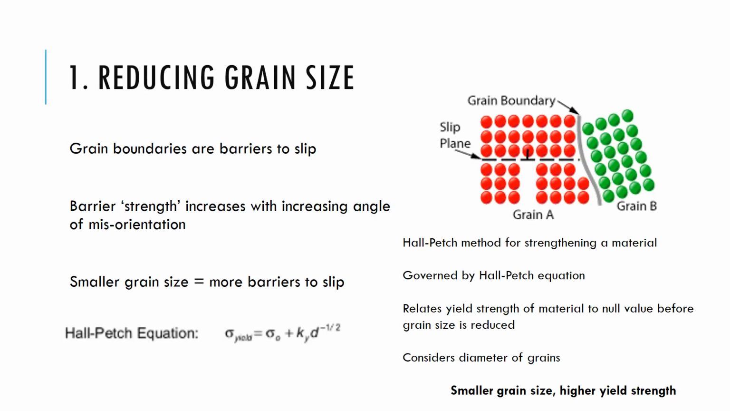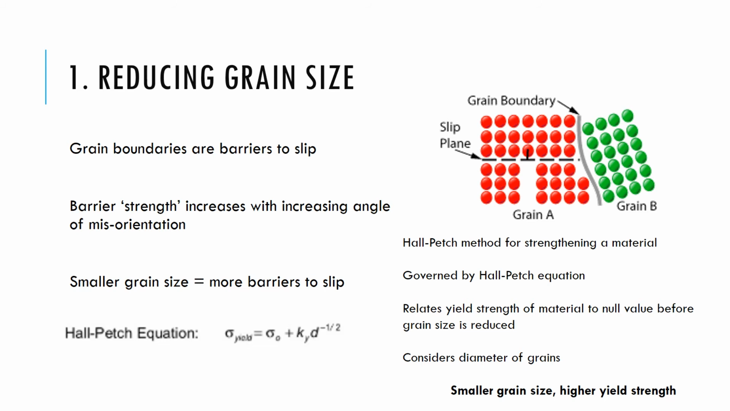So what happens when we reduce the grain size of a material? Well, those grain boundaries themselves are actually barriers to slip. And you'll remember we spoke about an angle of misalignment or an angle of misorientation at a grain boundary. The larger that angle of misorientation is, the greater the barrier strength to slip is. So if we reduce the grain size of a material, then we essentially create more barriers to slip. That edge dislocation can't move throughout the material and it becomes stronger.